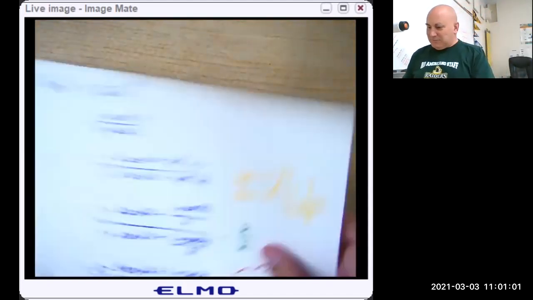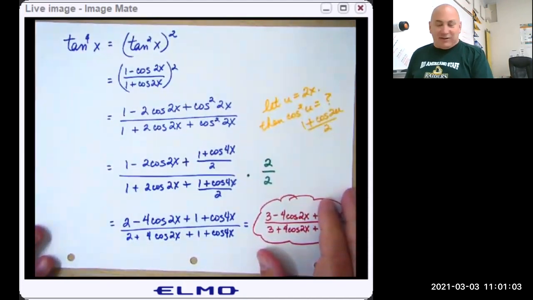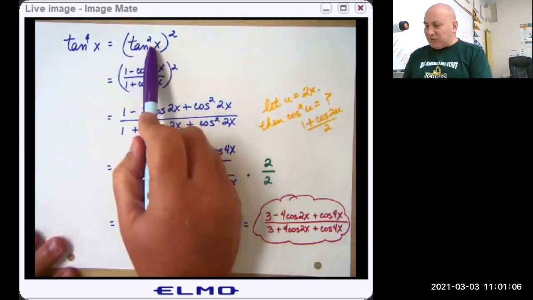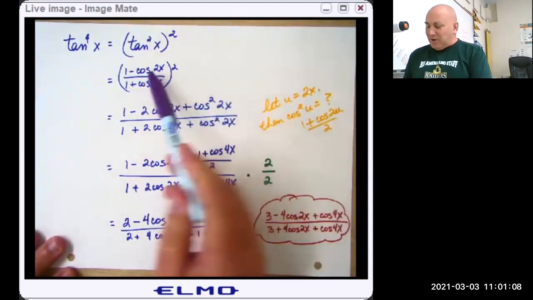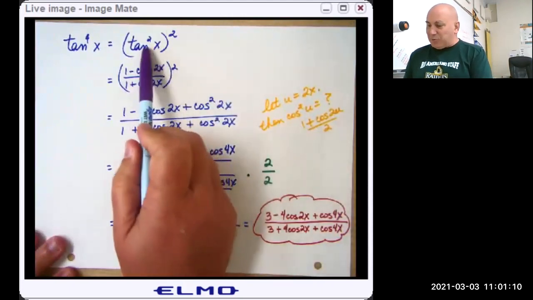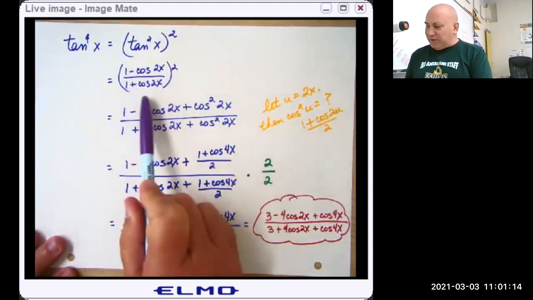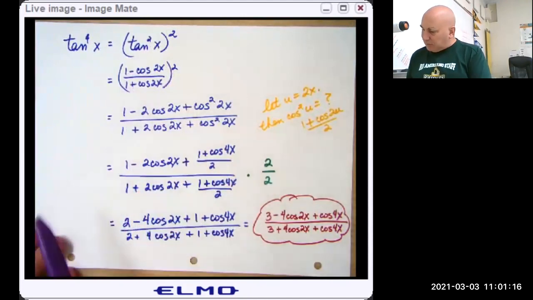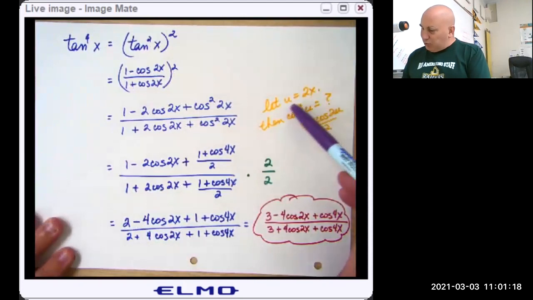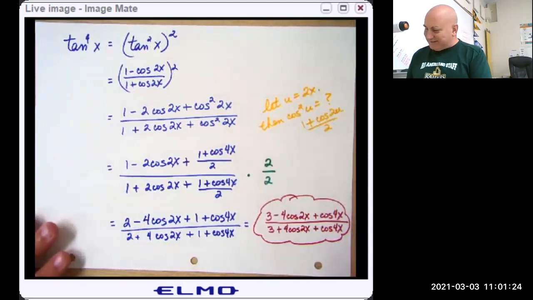Now here's a fun one. Tangent to the 4th of x. Now it's tangent squared. I do the power reducing formula for tangent. Then I FOIL this out. Now if we let u equal 2x, then cosine squared of u is what?